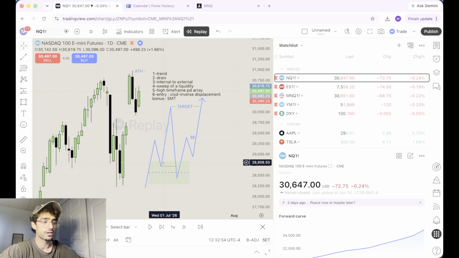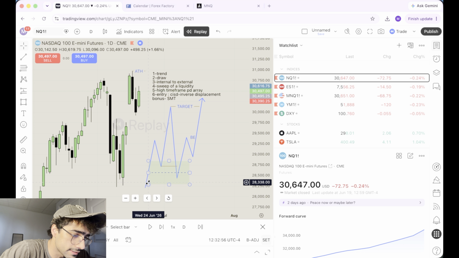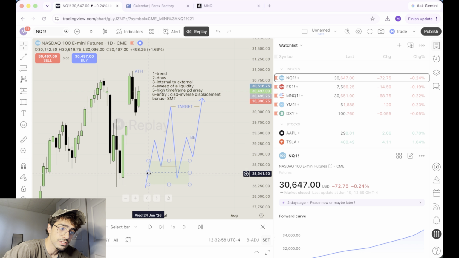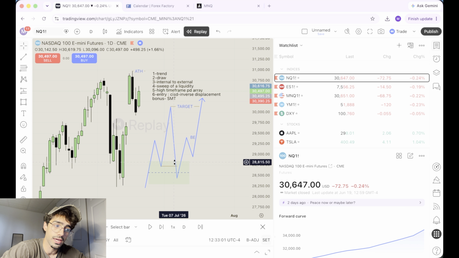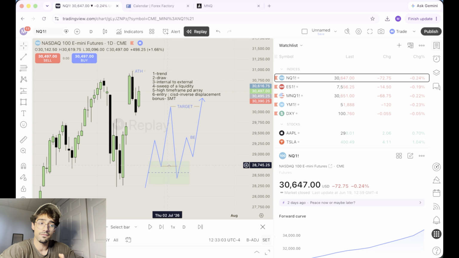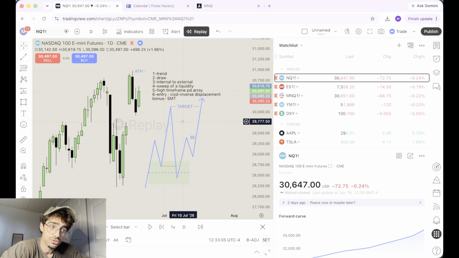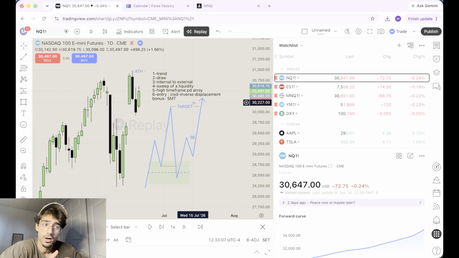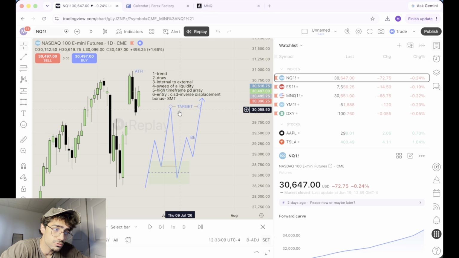So as you guys can see right here, we have our example. In this case, this would be our internal to external. We have a draw, we have a trend, we see price wants to go higher. We also have our target, which is our draw. Now I need some sort of retrace, internal, sweep of, let's just say, London lows. We give internal to external.